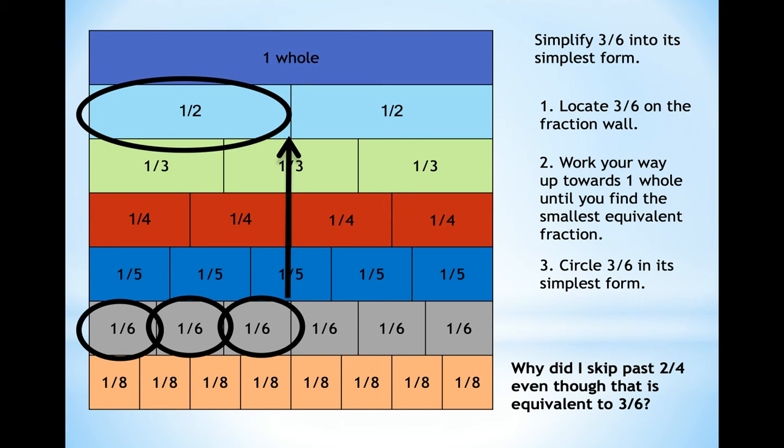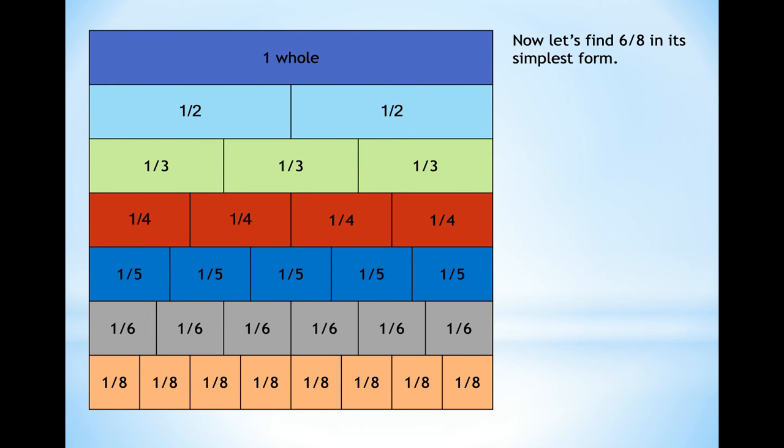Now, why did I skip past 2/4 even though it is equivalent to 3/6? And that is because if I carried on up, there's another fraction that's still smaller than that. So while 2/4 is equivalent to 1/2, it is not 3/6 in its simplest form.